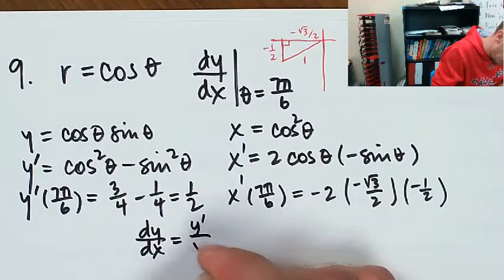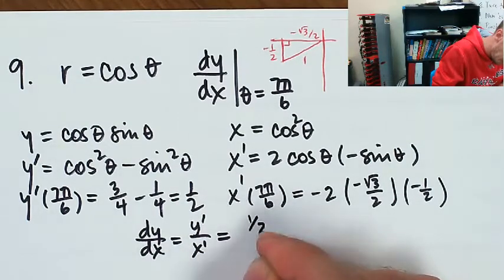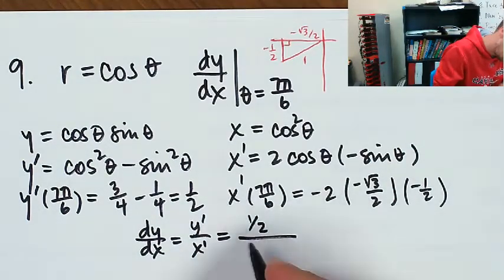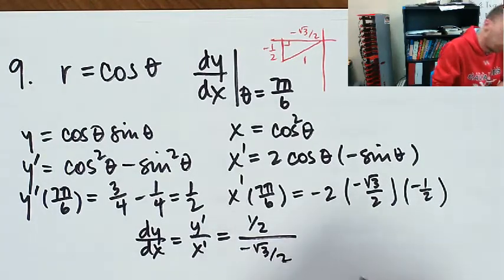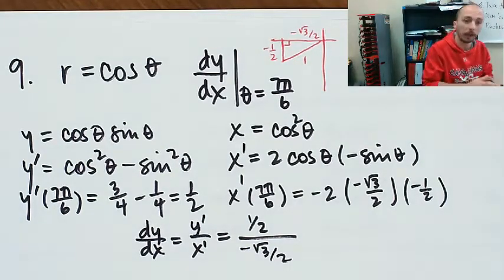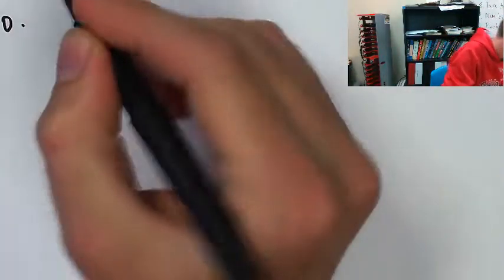Yeah. So, dy dx equaling y prime divided by x prime is going to be 1/2 divided by negative root 3 over 2. And there's all sorts of ways you could simplify that. I'm just not going to. That'll be my way of simplifying.